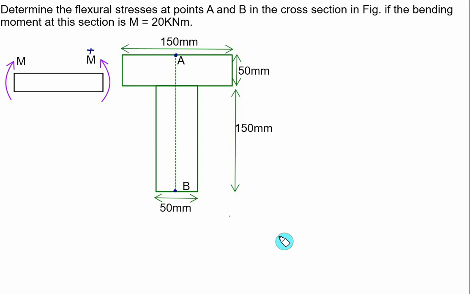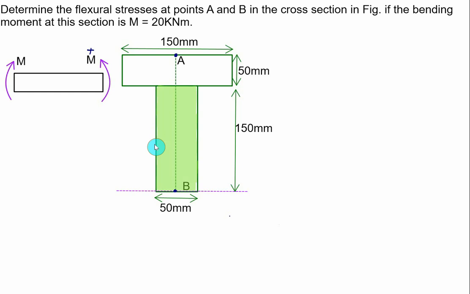Now the given T section consists of two standard rectangles. One rectangle has a width equal to 150 and the height is equal to 50. Second rectangle has a width equal to 50 and the height is equal to 150. So we'll divide into two figures. We take a reference at the bottom here and we'll measure the individual centroid. The centroid will lie on this axis of symmetry. Only the vertical distance we have to calculate.